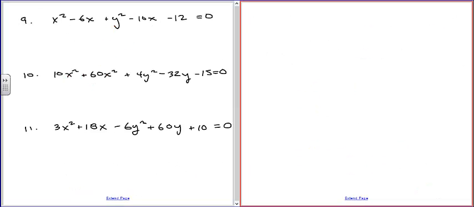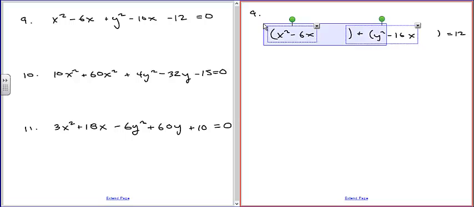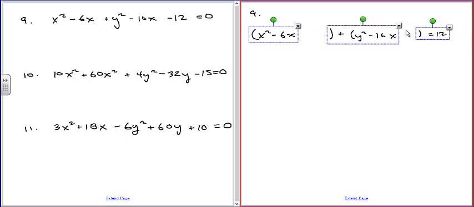And the last 3 problems. So these are all where we have both x squared and y squared. So number 9, we're going to take the x squared terms here, put those in parentheses, leave a space, take the y squared terms, put a space, move the -12 to the other side, make it positive. Okay, so all we've done is put some parentheses in there, left some space, move the constant to the other side.